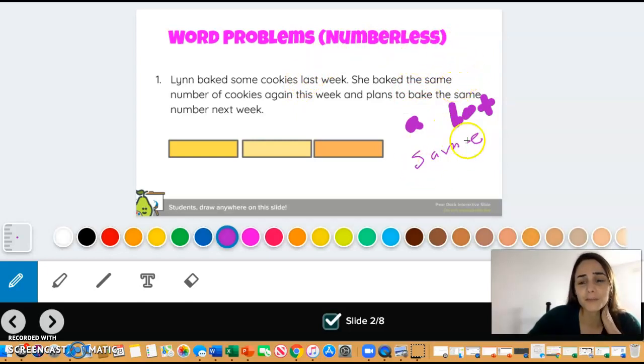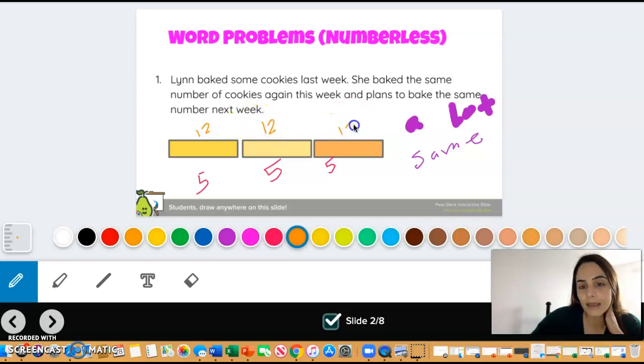But what is very, very important is that it will be the same amount. So it could be either 5, 5, and 5, could be either 10, or it could be 12. It doesn't really matter what number she baked, what number you're gonna use in this word problem. What truly matters is that it's a number that is repetitive, okay? So it's constantly the same amount of cookies. That is what truly matters.